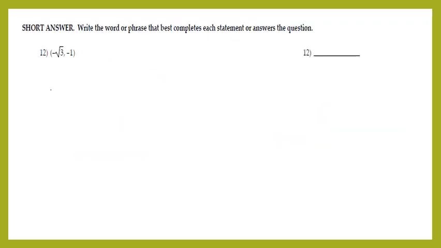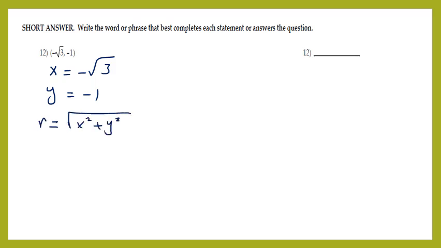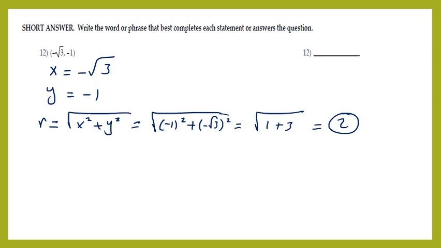But what about this one? From this one, I know that x is equal to negative root 3 and y is equal to negative 1. So r is equal to the root of x squared plus y squared. So it's the root of negative 1 squared plus negative root 3 squared, which is equal to the root of 1 plus 3, which is equal to 2. So the radius is equal to 2.